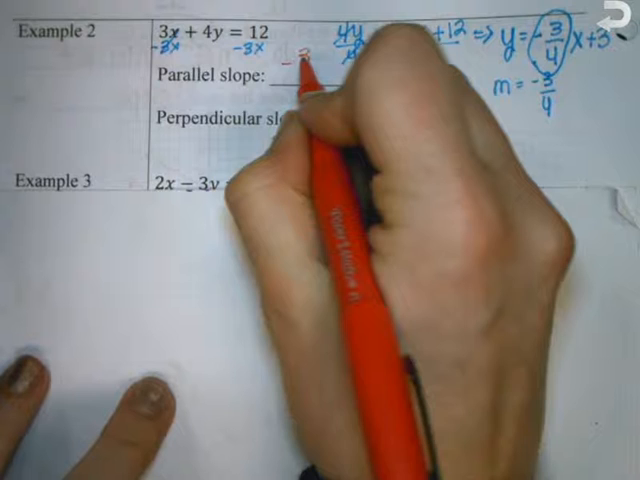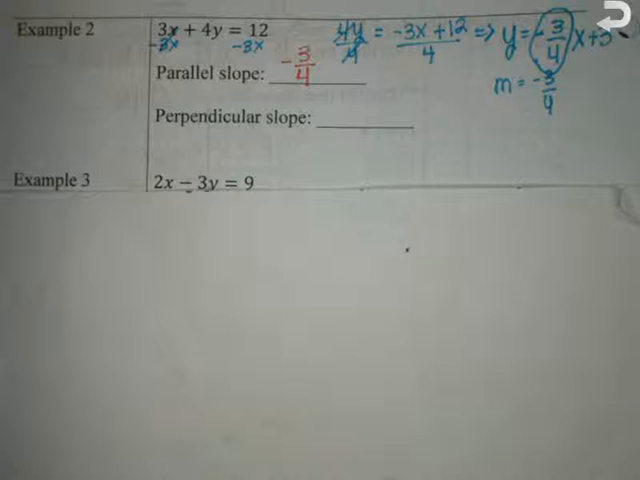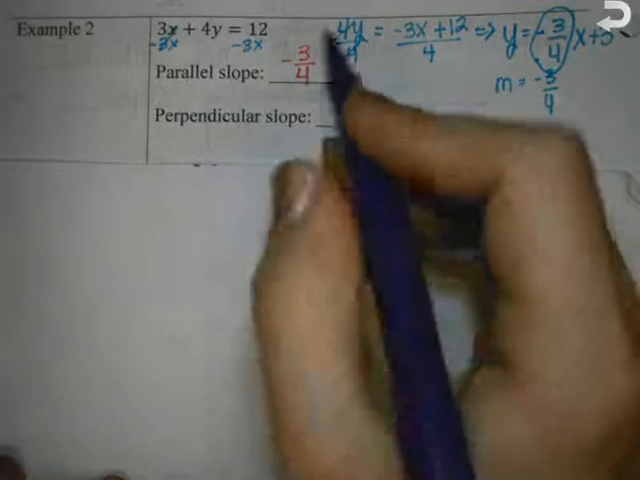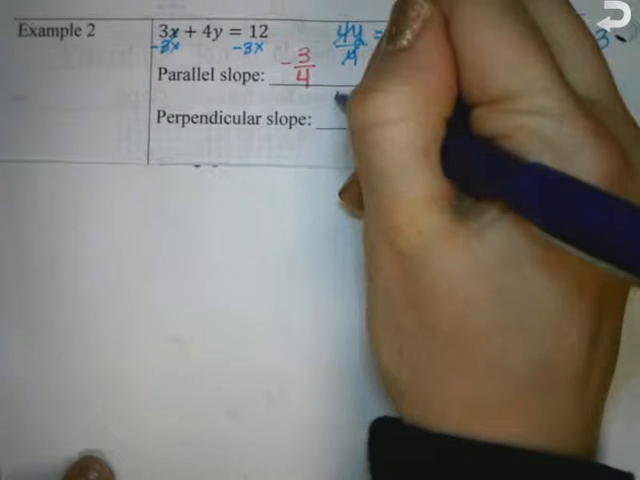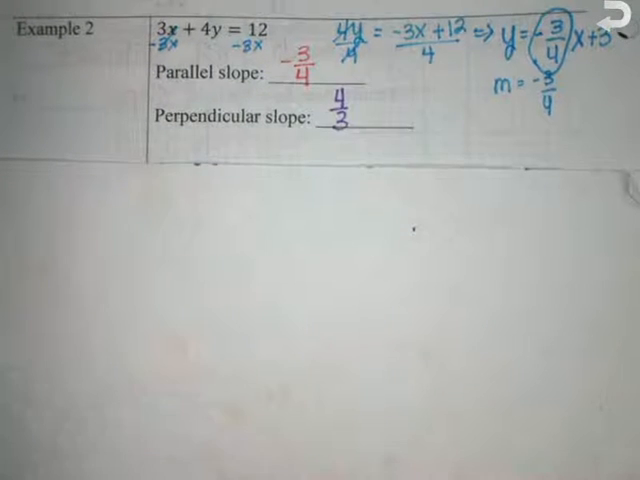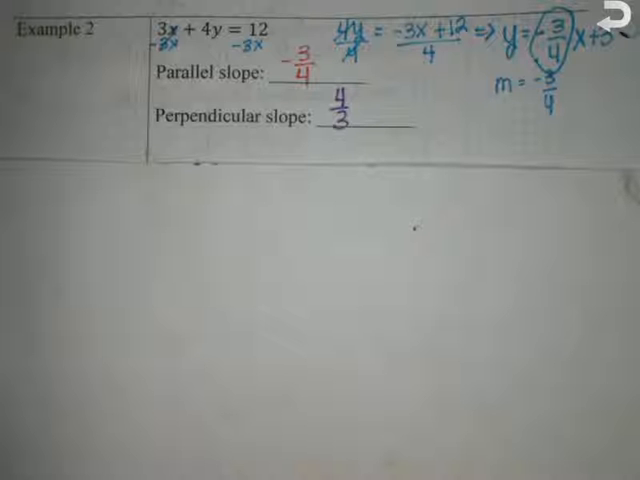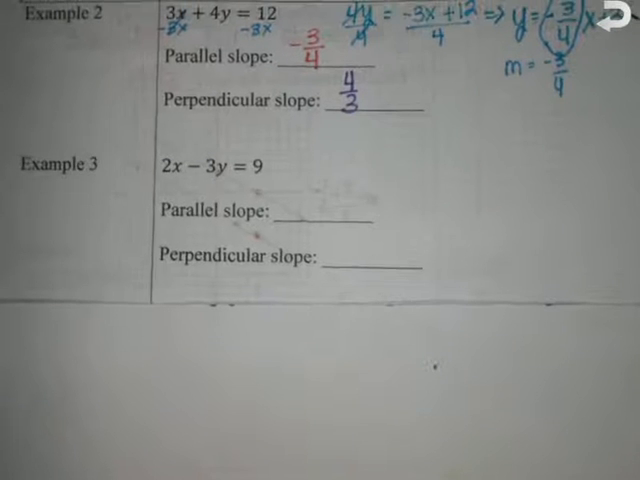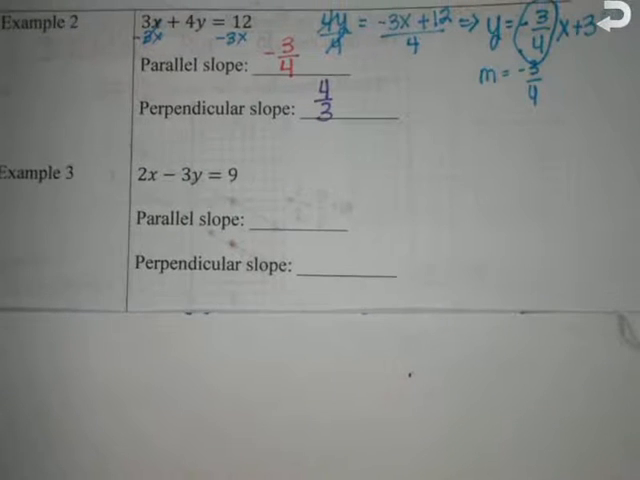Okay, then how do I find the perpendicular one? Positive 4/3. We change the sign and then we flip it. Correct. Okay. So example 3, what I would like for you all is to do this one by yourselves. You need to get y by itself and then find the parallel slope and the perpendicular slope.